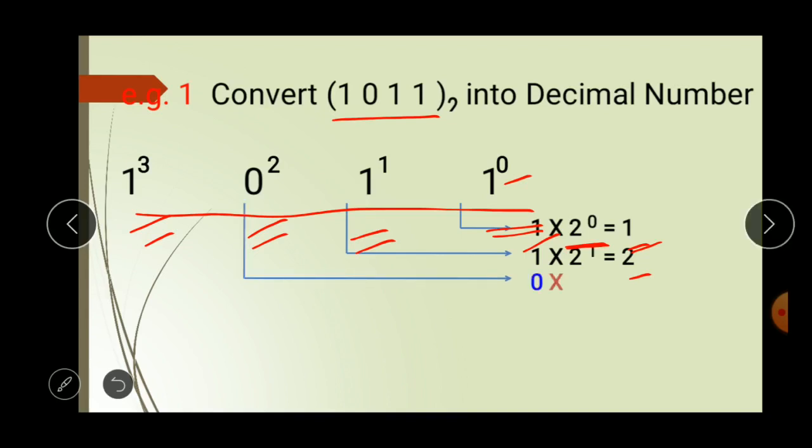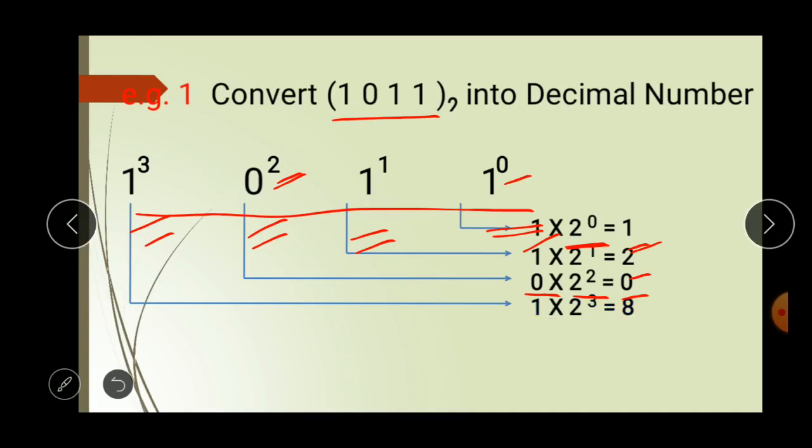Now take the next digit, that is 0. So 0 into 2 to the power 2, because this 0 has the power 2. So 2 to the power 2 will give a 4 and 4 into 0 will give a 0. Take the last digit, that is 1, multiply it with 2 again and put the same power on 2 which is on this particular digit, that is 3. So 1 into 2 to the power 3. 2 to the power 3 will give an 8 and 8 into 1 will give 8.